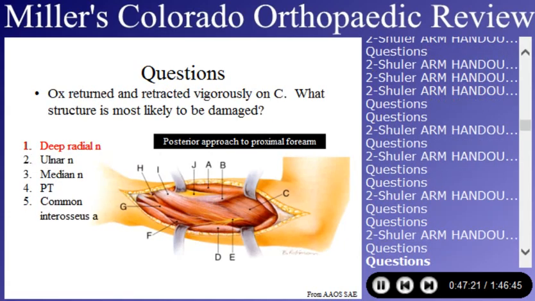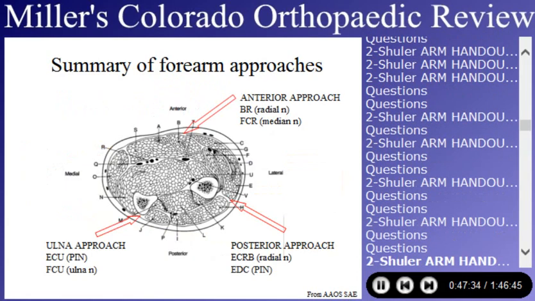Our intern once again returned. We've got to get him out of the OR. Retracted vigorously on C. What structure is most likely to be damaged? Deep radial nerve. Summary of forearm approaches shown here.